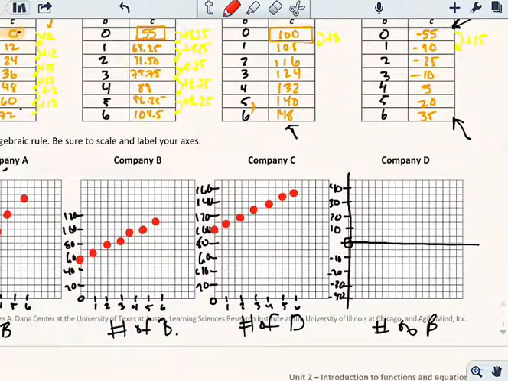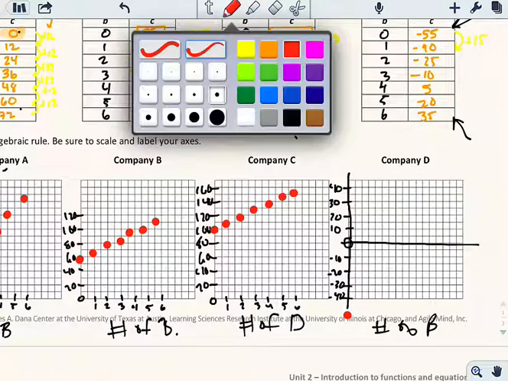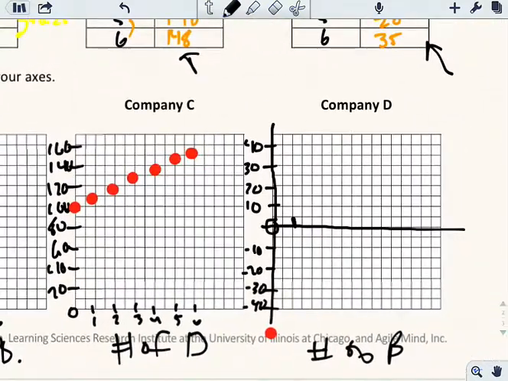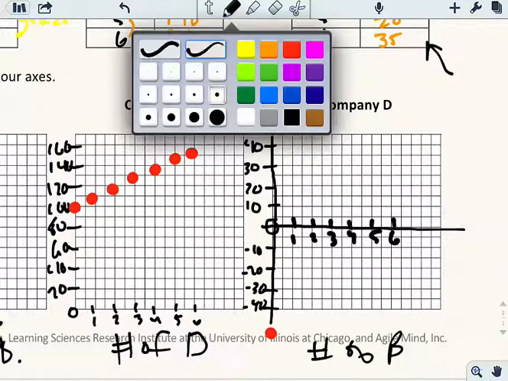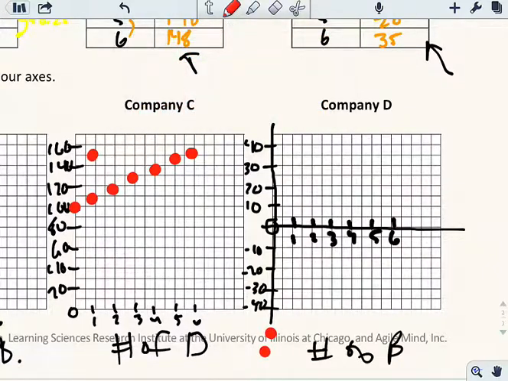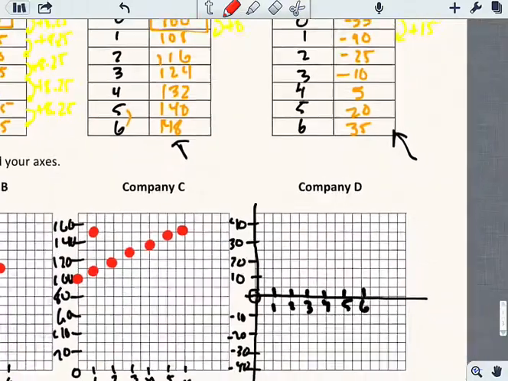0 is negative 55. Now, this is going to cause an issue because I actually have to drop below, so I'm just going to estimate. 1 is negative 4. I forgot to relabel those. Hold on a second. 1, 2, 3, 4, 5, 6. Okay. Oh, undo. Anyway, sorry about that.